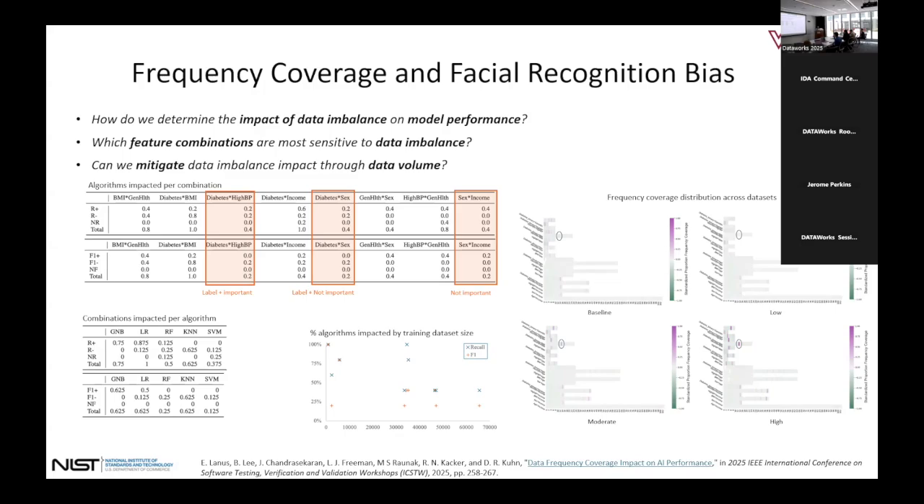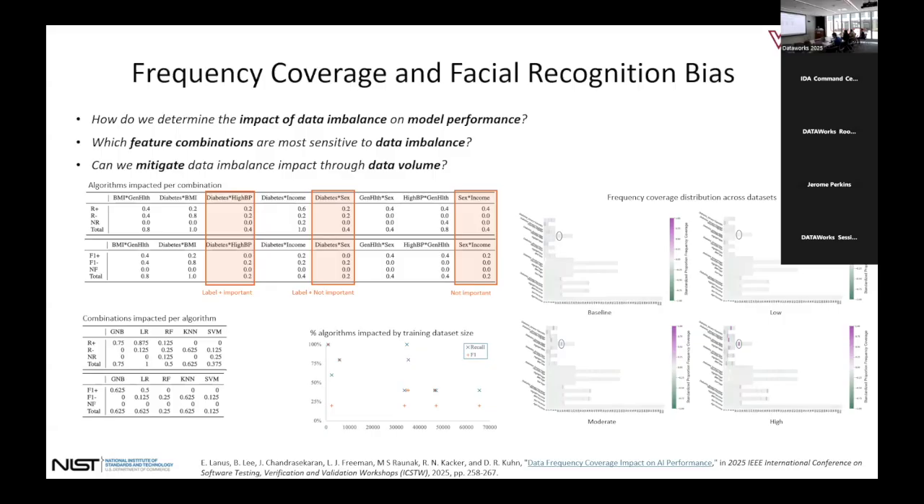Just to jump to the chase, we found that skew in most combinations resulted in an impact in performance, and most algorithms were impacted by skew. And this impact did not correlate with the things that we thought it would. For example, we thought that skew in features that were deemed important by the SHAP feature importance method, and or involved the label, would be more impacted, and they were not.